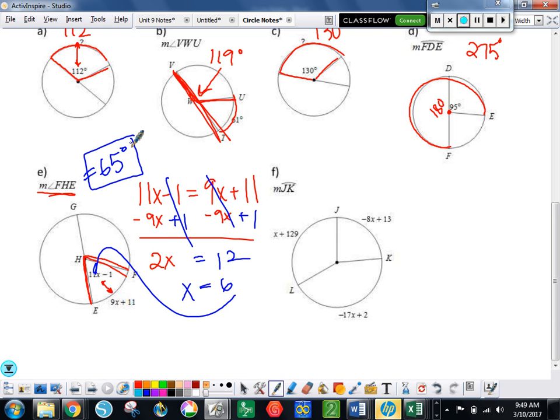Good, good. What about this one? Measure of arc JK, which is here. What I do is you have to solve this one. Raise your hand as soon as you got an idea. Natalie?